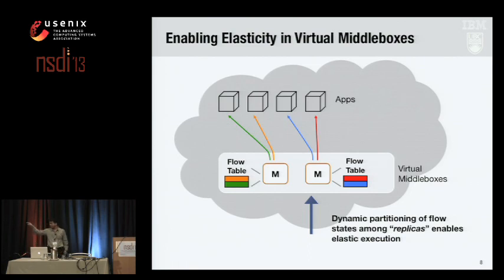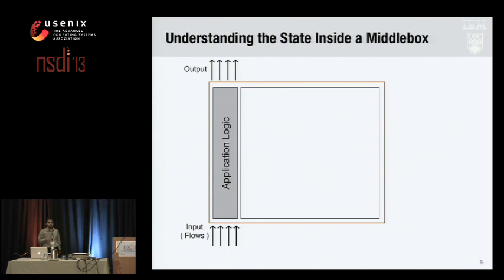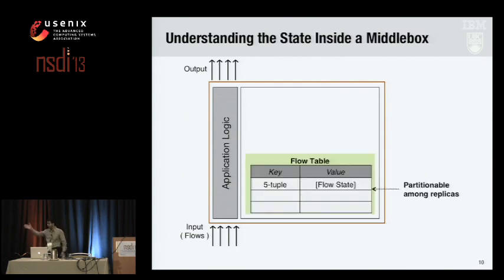In order to ensure that this setup works as intended, we need to first understand the state that's residing inside this middle box. Let's take a typical middle box like this. We have a complex application logic, flows come in, packets go out. The most important piece of state inside the middle box is the flow state, which is naturally partitioned, and it's a freebie, as we saw earlier.